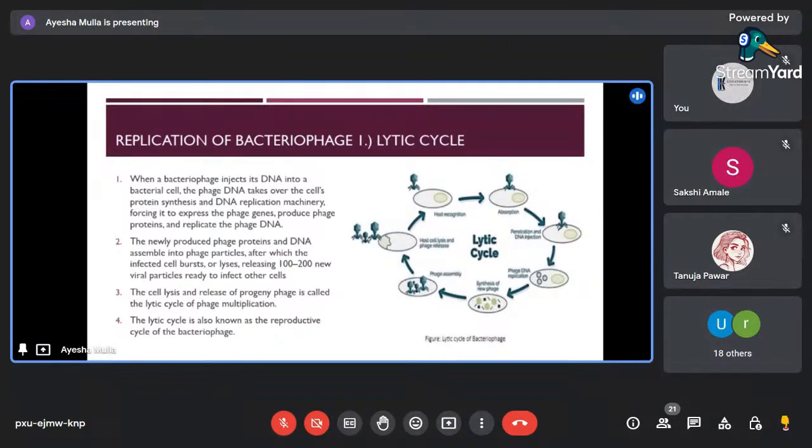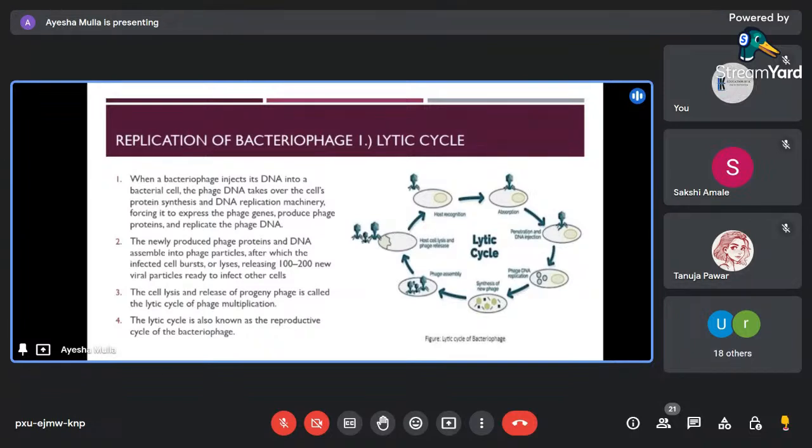The first step is that the virus recognizes the host cell and anchors to the bacterial cell wall with the help of tail fibers. The second step is penetration, where phage DNA gets injected into the bacterial cell. The third step is replication. The bacterial DNA is disrupted and the viral genome takes over the cell's protein synthesis and DNA replication machinery, forcing it to express phage genes and replicate the phage DNA. The fourth step is assembly. Here, the phage components are assembled into phage particles.